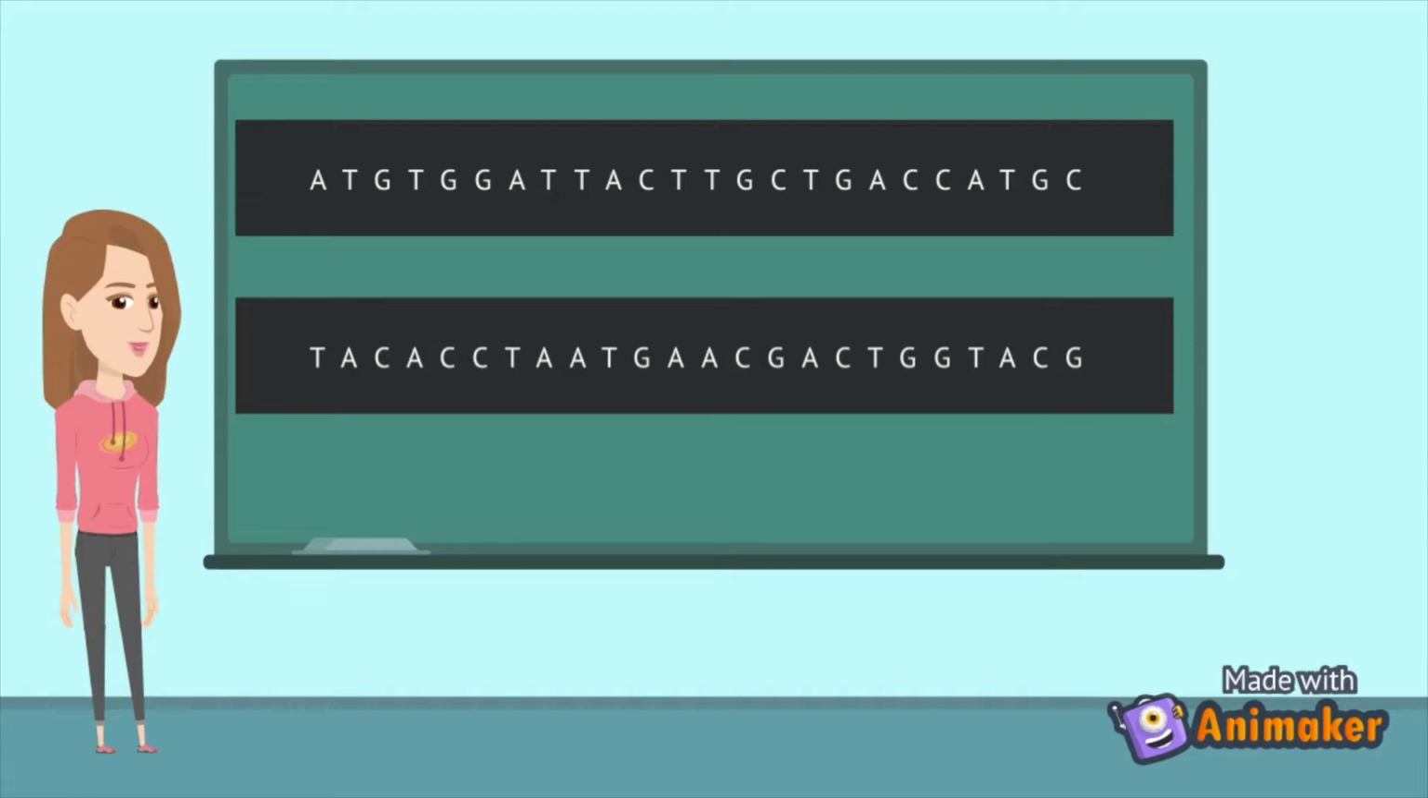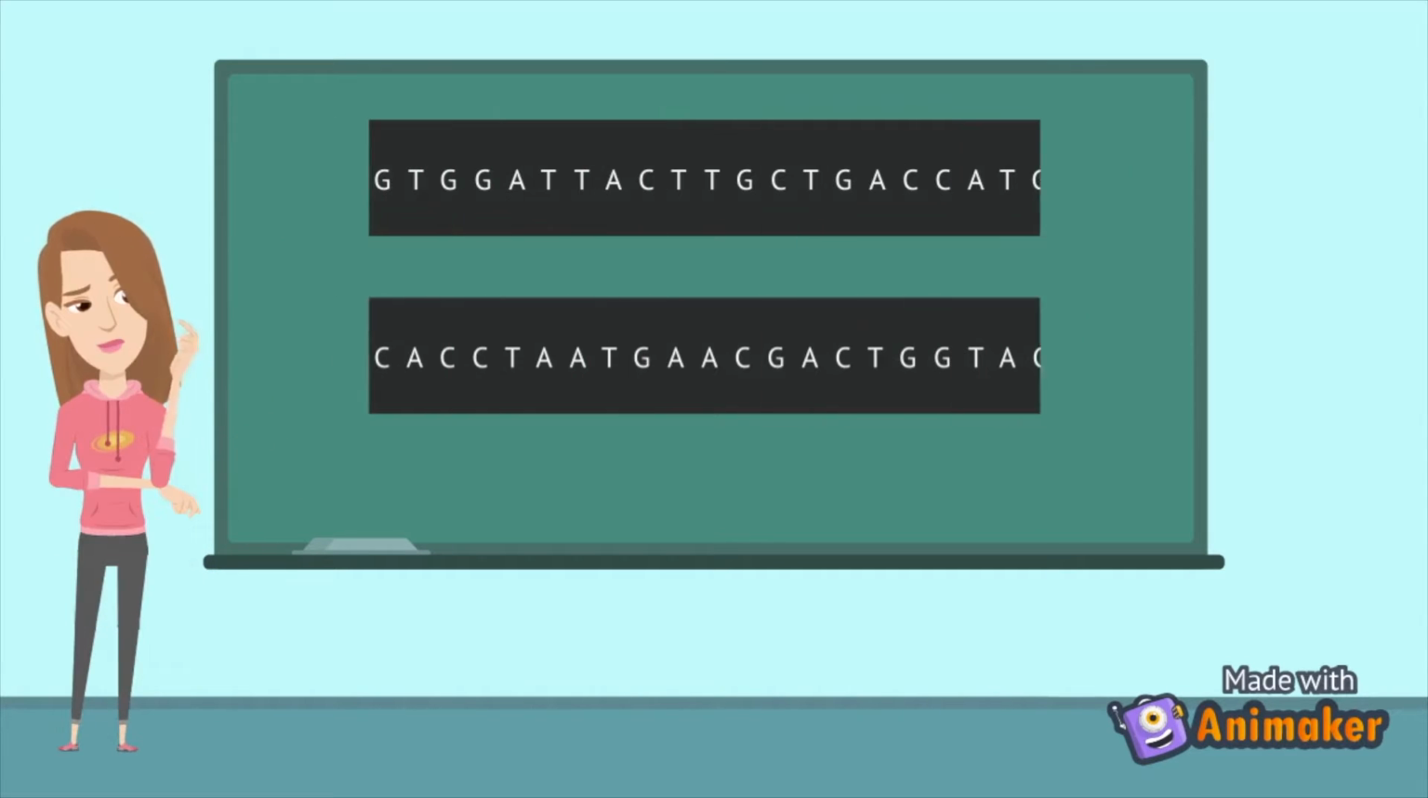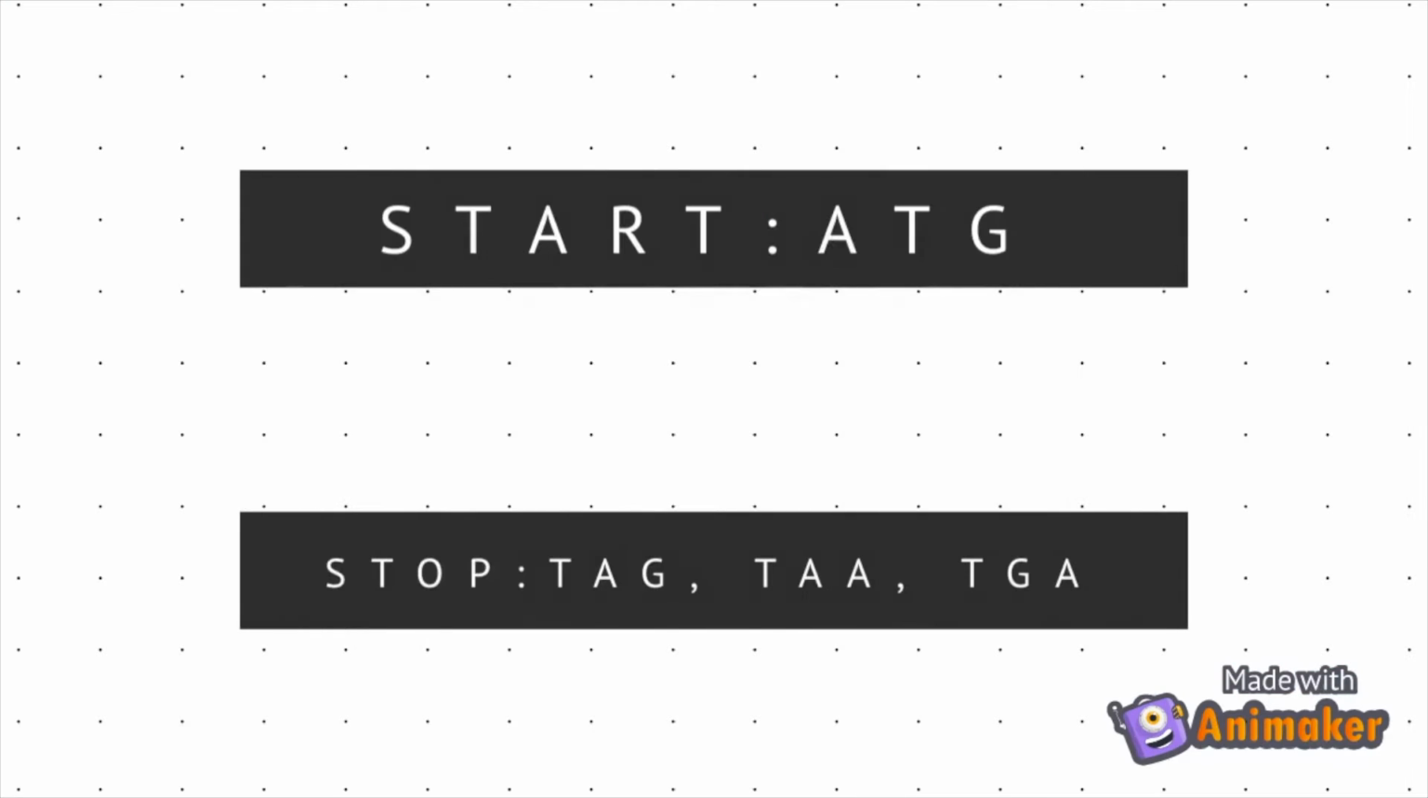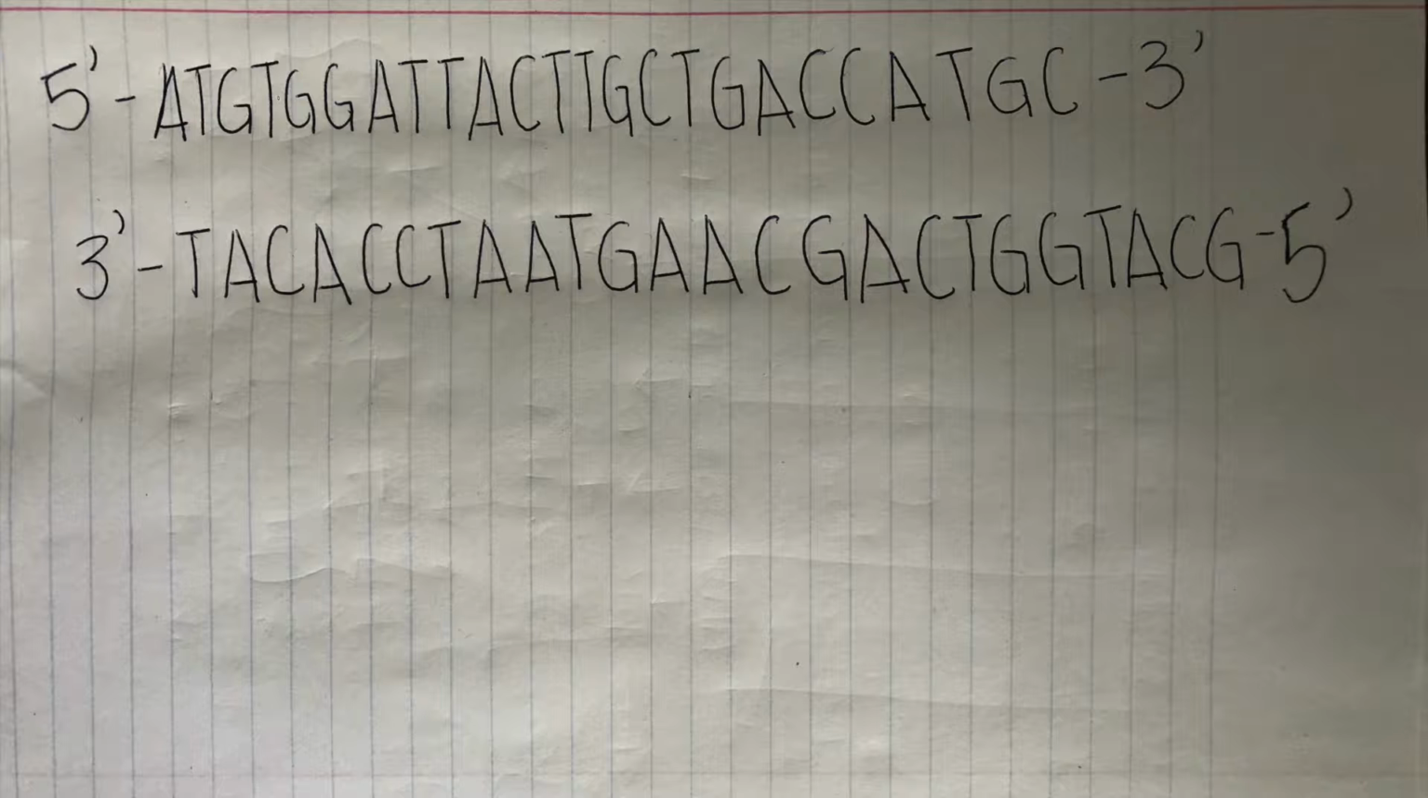We want to end up with 4 amino acids, so first we have to find a start codon and a stop codon that will leave us with 4 amino acids. The start codon we are looking for is ATG, and the stop codons can be TAG, TAA, or TGA. Let's look at our DNA sequences closely.